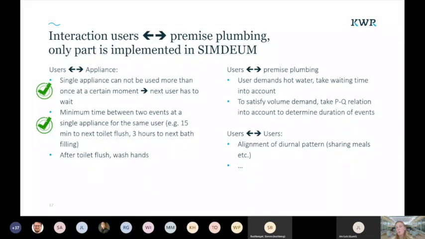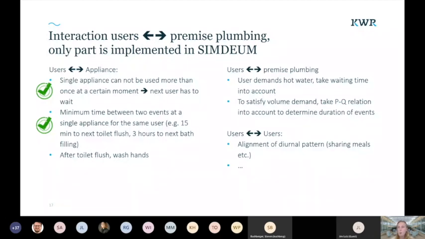Users influence each other. They might share meals. They have to align in the bathroom for the use of the shower, and so they might be home at the same time, awake at the same time, and I have no idea. I think it is true, not always, but it's definitely not implemented, but it might affect the maximum demand, for example. And then also the influence of the premise plumbing system.